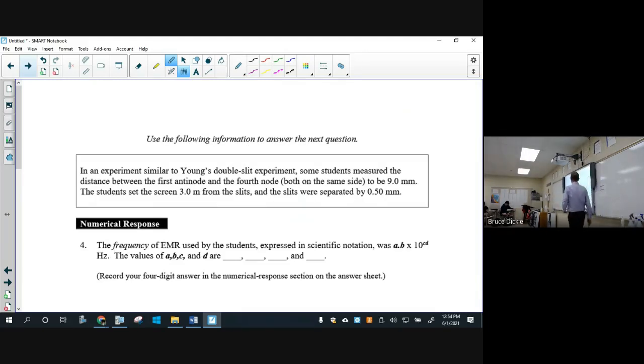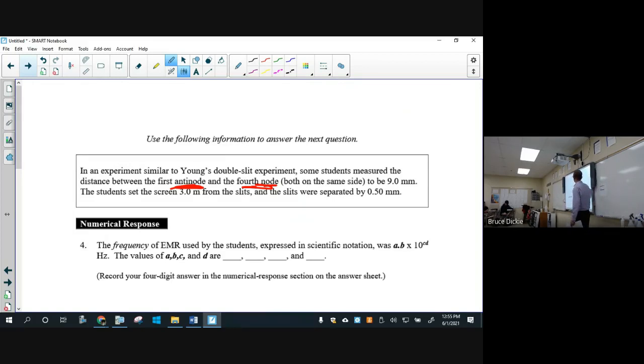Numeric response 4. In an experiment similar to Young's double slit experiments, the student measured the distance between the first antinode and the fourth node. Watch that too, and don't make a mistake because you just don't read it carefully. The first antinode and the fourth node are both on the same side, so it's not on opposite sides of the central max. That distance is 9 millimeters.